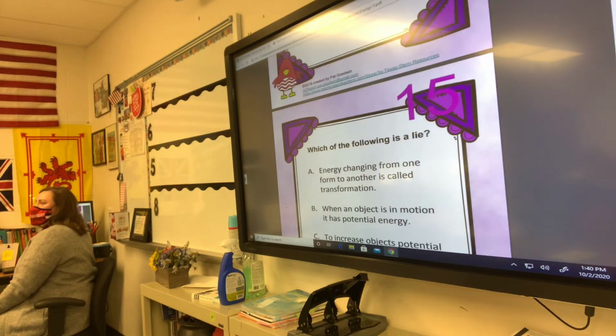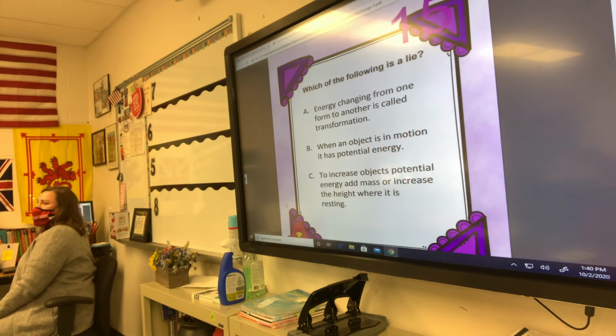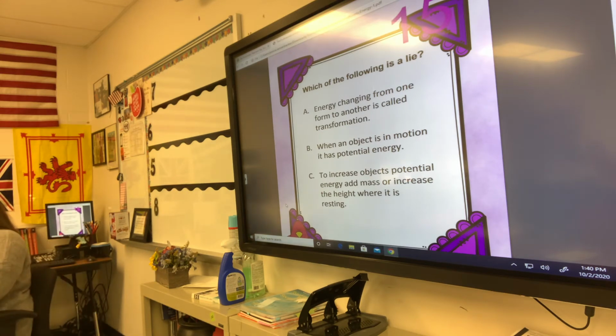You guys good on that one? You can tell me to slow down if you need me to. Okay. 15. Which of the following is a lie? A, energy changing from one form to another is called transformation. B, when an object is in motion, it has potential energy. C, to increase an object's potential energy, add mass or increase the height of where it is resting.